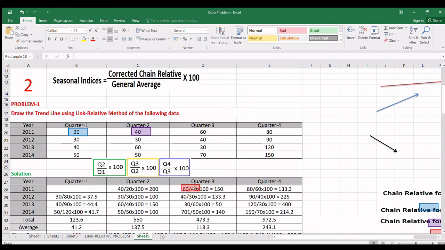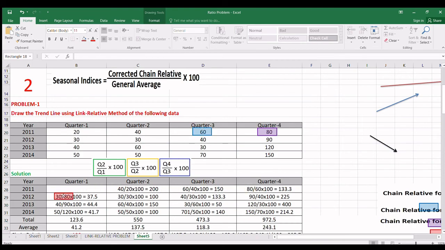Same for the next quarter, quarter 3: the current value is 60, previous value is 40. So 60 by 40 into 100, I got 150. Same for quarter 4: the current value is 80, previous value is 60. So 80 by 60 into 100 is 133.3.